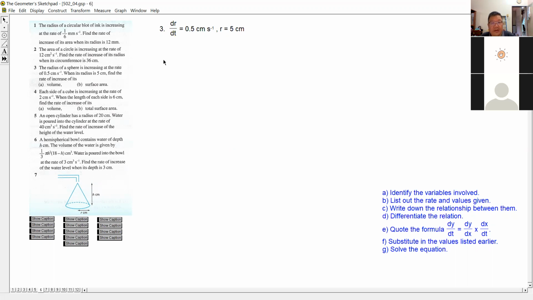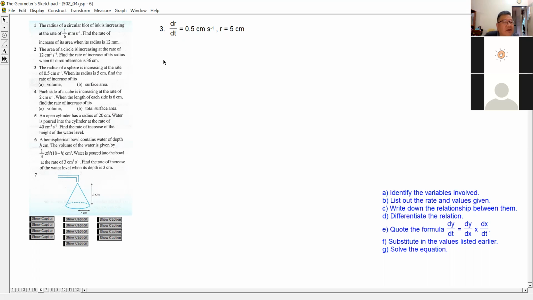I read the question, I change them to symbol. So the first sentence, rate of sphere. Now it's not a circle, it's a sphere. The sphere is increasing at a rate of 0.5. So in symbol form, what must I write down? dr over dt is equals to 0.5 cm. When its radius is 5, how you write in symbol? When the radius is 5, r equal to 5.